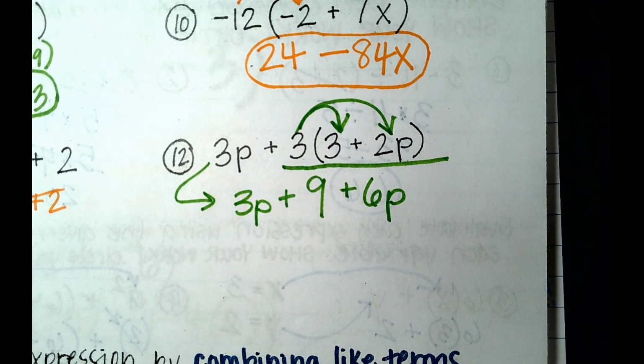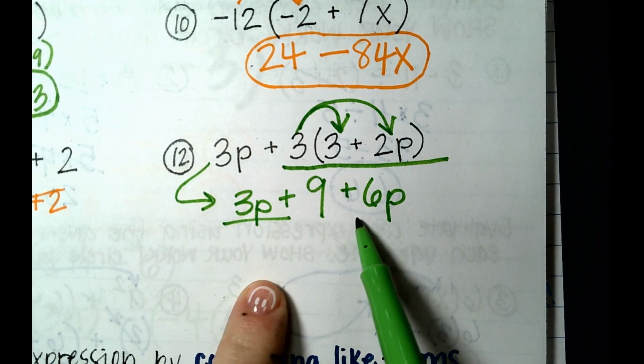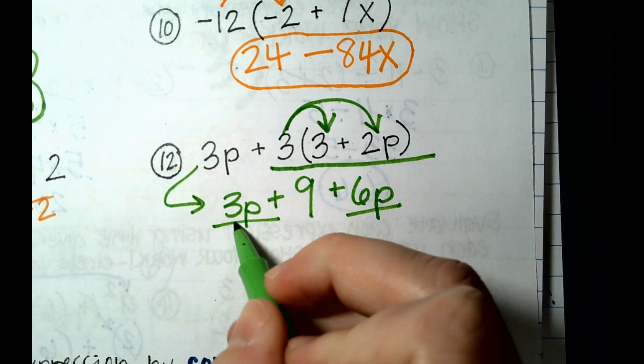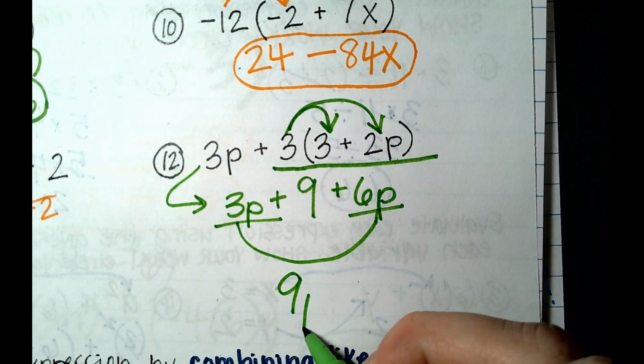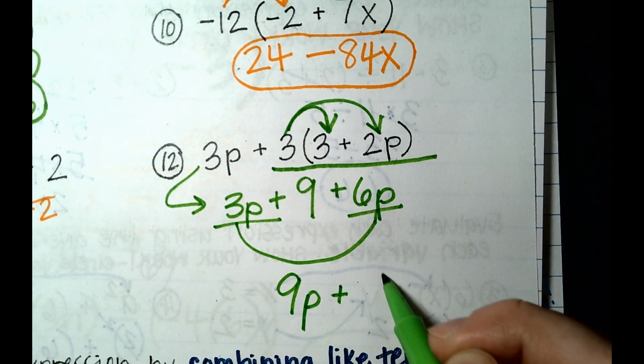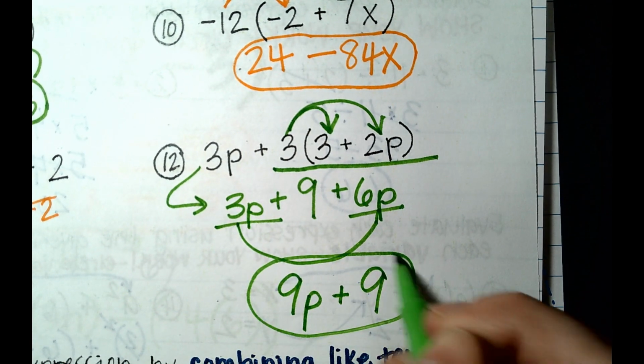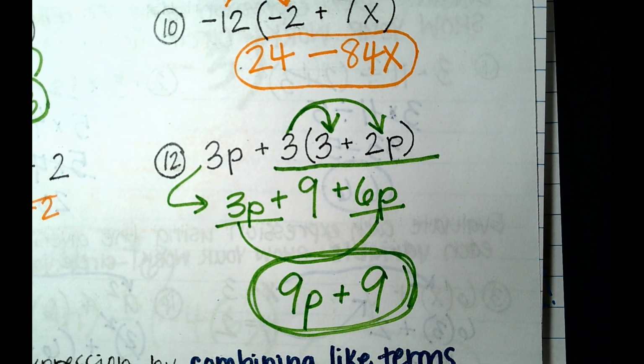Okay, now what? Plus 6p. 3p plus 6p is 9p plus 9. Yep. And that's the answer. All right. That's the whole practice quiz.